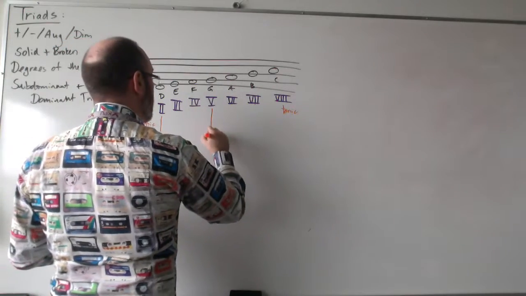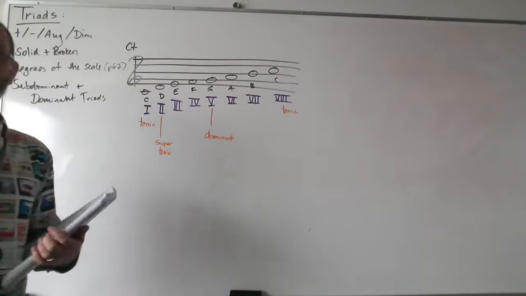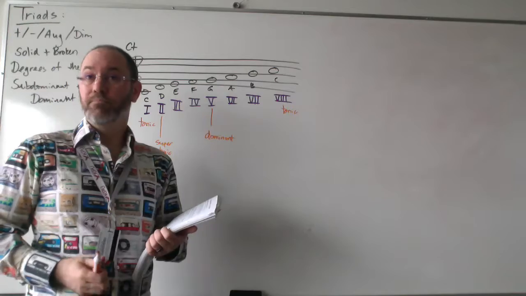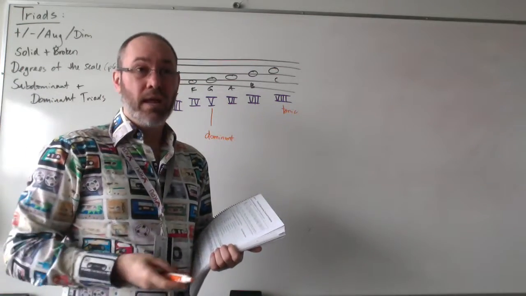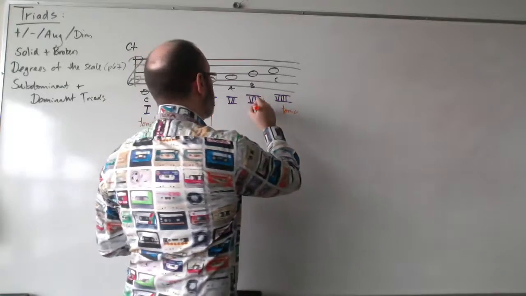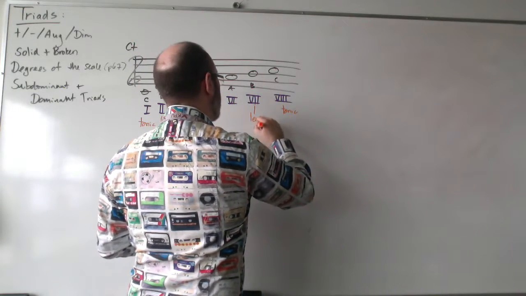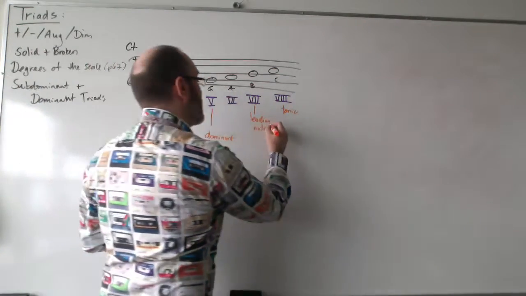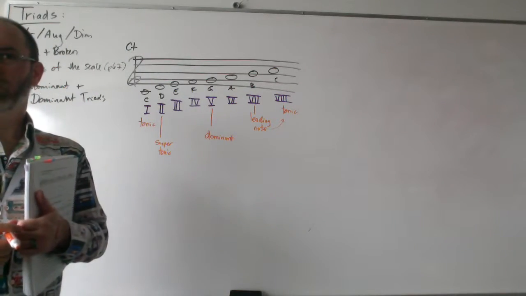We call this the dominant. Okay? So we have the tonic and the supertonic and the dominant. Now, just before we go back to the tonic, we have a note that leads us back into the tonic. So the 7th note is called the leading note because it leads us back to C.